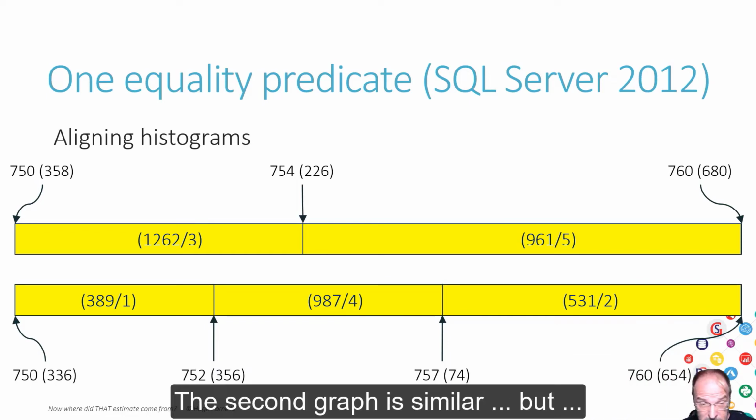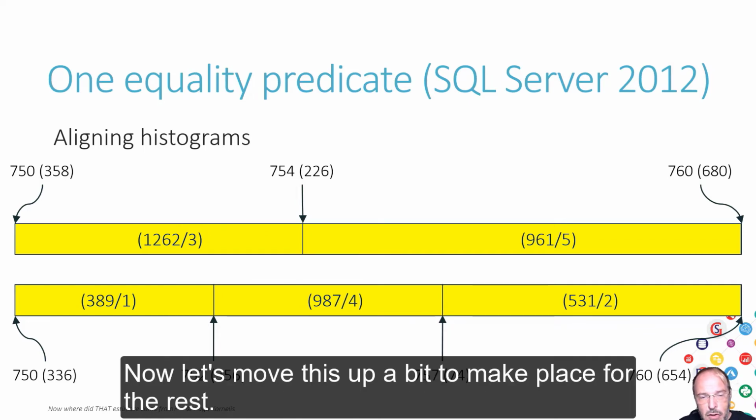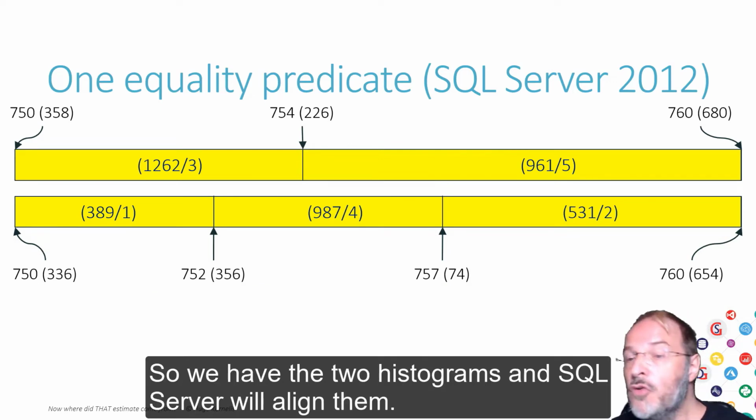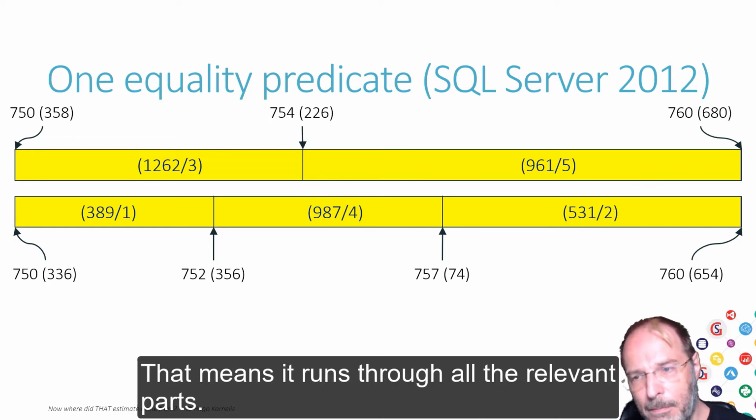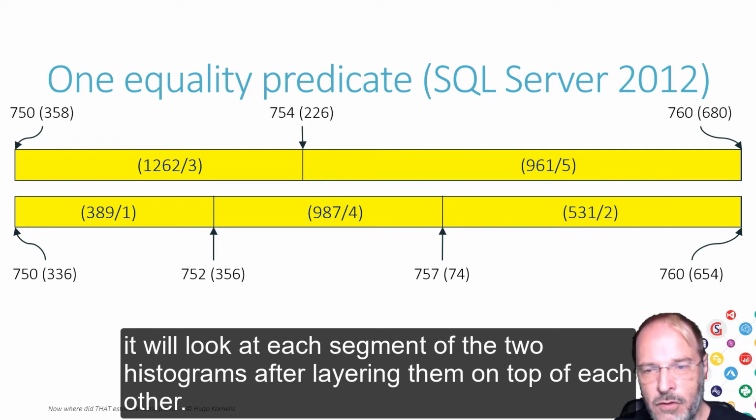And the second graph is similar, it uses the same method, but of course the values are different because the second table had a different statistics histogram. Now let's move this up a bit to make place for the rest. So we have the two histograms, and SQL Server will align them. That means it runs through all the relevant parts. When trying to predict the number of rows in the join, it will look at each segment of the two histograms after layering them on top of each other.